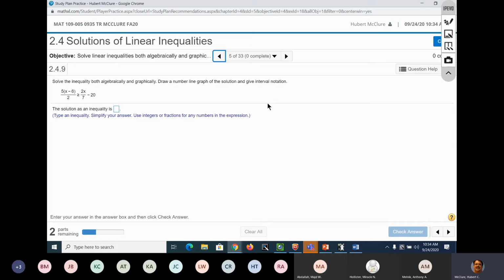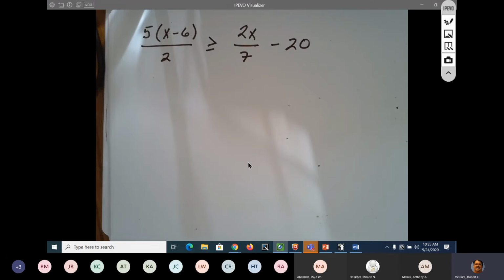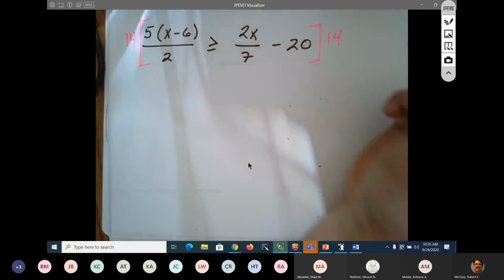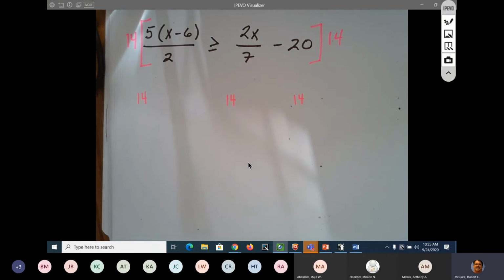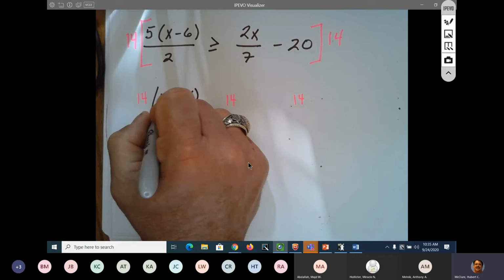Okay, so 5 times (x minus 6) over 2 is greater than or equal to 2x over 7 minus 20. And what am I going to do first before I even start? That's meant for y'all to answer. So I'm going to clear the fractions by multiplying through by 14. I'm going to put a 14 here, 14 here, 14 here.